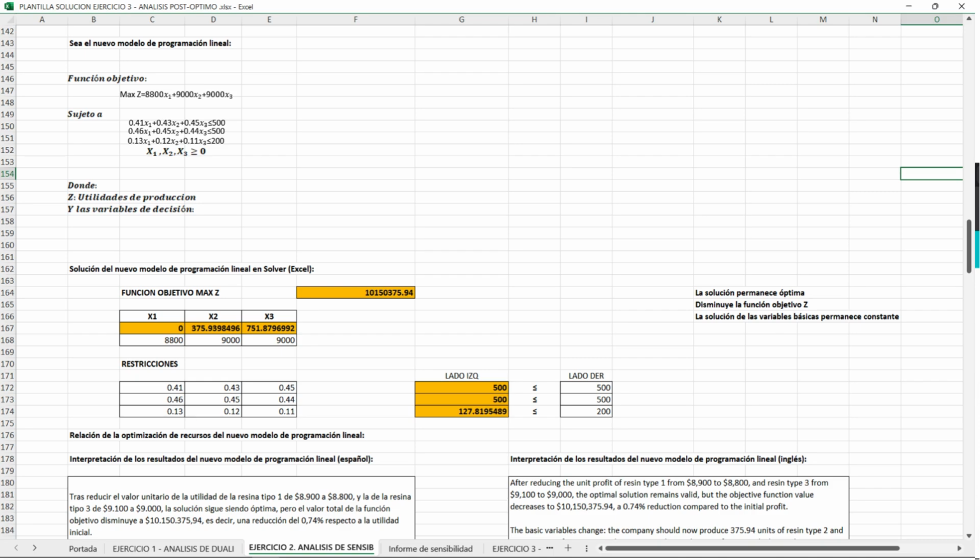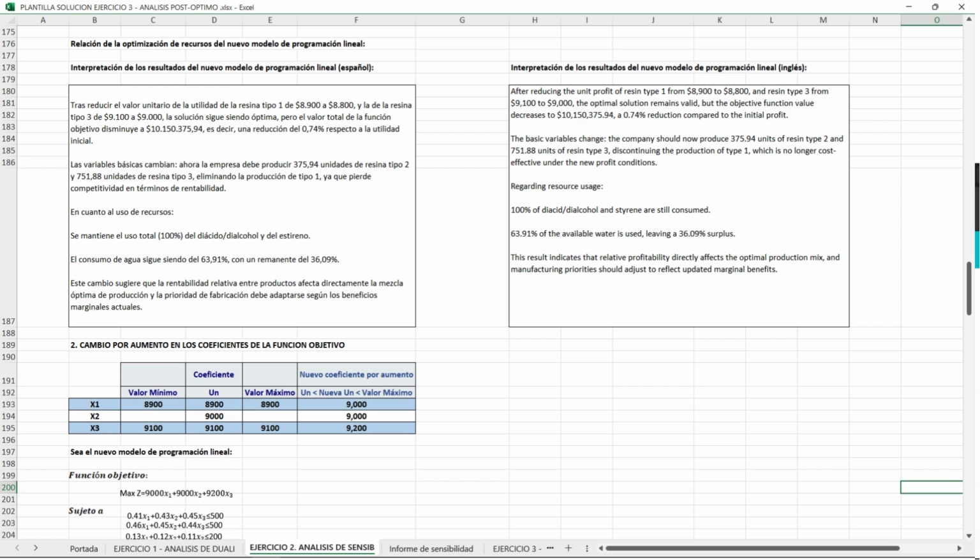Interpretation: a small decrease in unit prices can completely reorganize the production mix, as previously excluded products, such as Type 2 resin, may become more competitive. 2. Increase in unit profits.